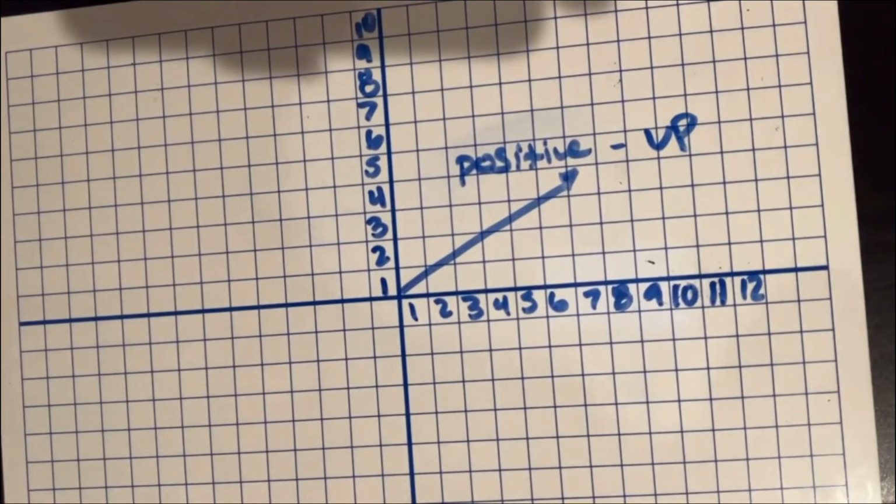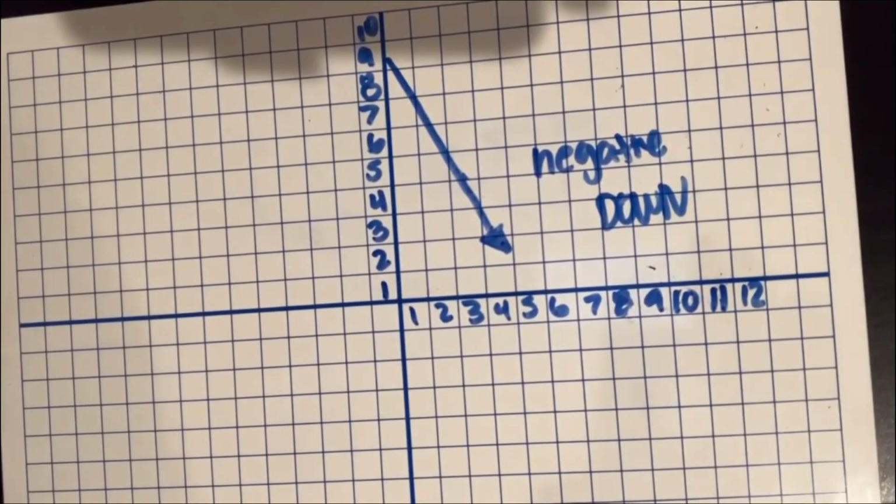There are 4 different types of slope. The first one we can learn about is a positive slope. A positive slope looks like it's going up. The second slope we can learn about is a negative slope. A negative slope looks like it's going down.